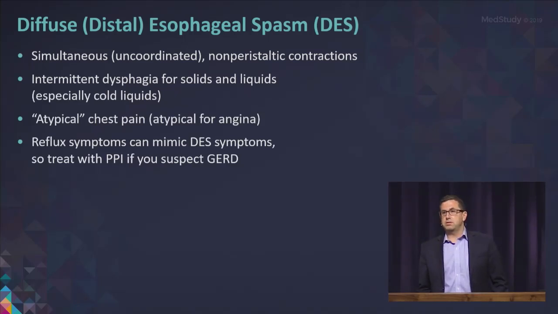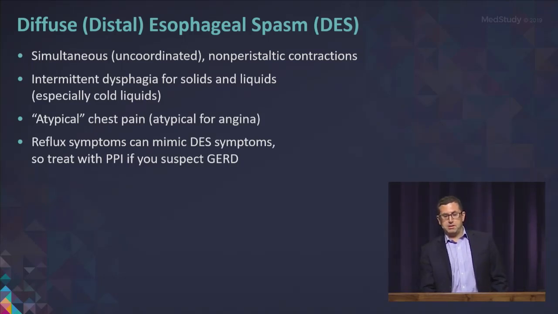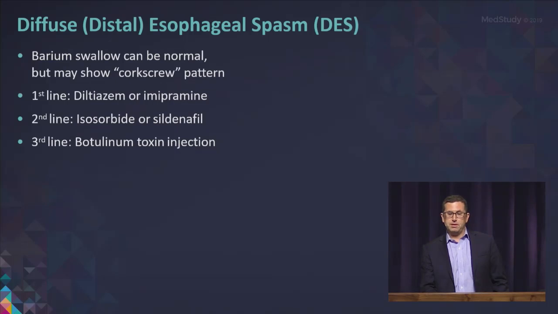So you'll see intermittent dysphagia for solids and liquids, especially cold liquids. That tends to trigger the condition. So if you see that on a test, that would be a tip-off for that. And often atypical chest pain follows the dysphagia symptoms. Reflux symptoms can mimic DES symptoms, so in some cases we'll treat with a PPI if you suspect that there may be superimposed GERD.